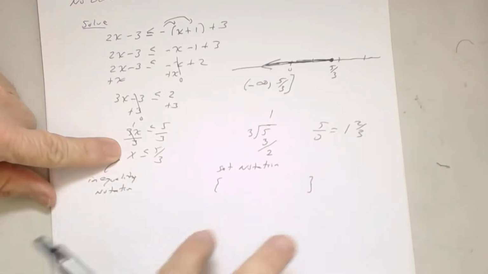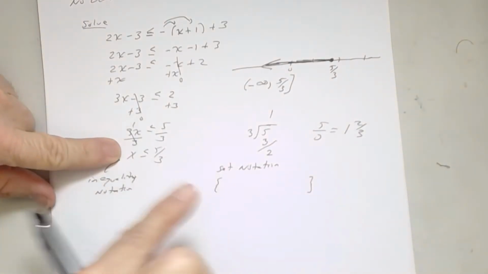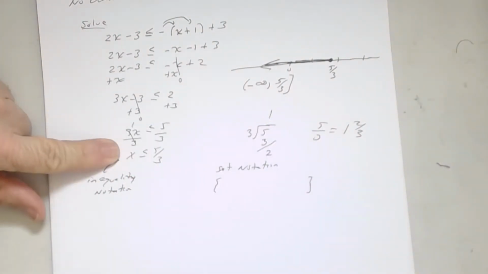Okay, brackets would indicate an interval. I'm not telling you to write an interval. We already know what the interval is. I want you to write it as a set notation. So here's how you write it. Now listen to the words.